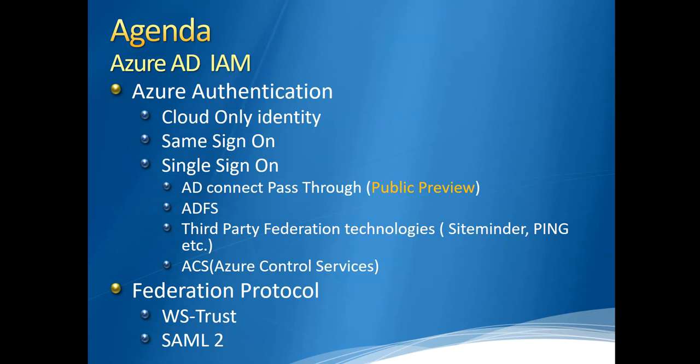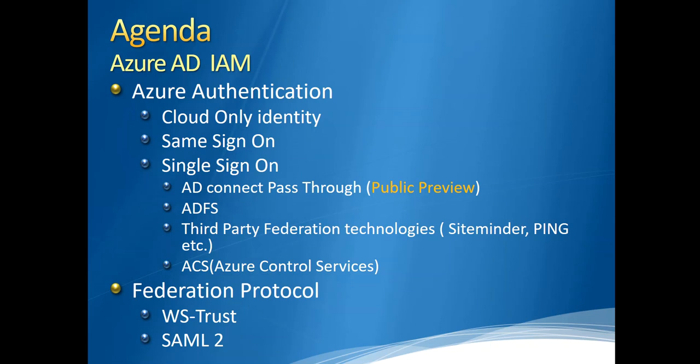In case you want to configure your authentication in a way that the authentication happens on-prem, that is something we call single sign-on. If you want to configure single sign-on, you will have different options for configuring that. Some of the options Microsoft provides is Azure AD Connect Pass-Through. That's a new feature which Microsoft has introduced as a part of Azure AD Connect, and it's still in public preview.